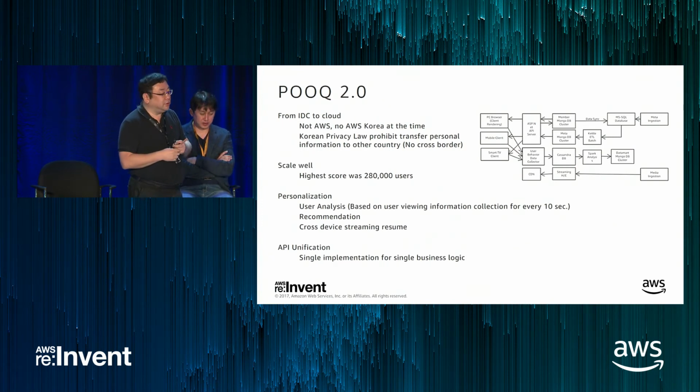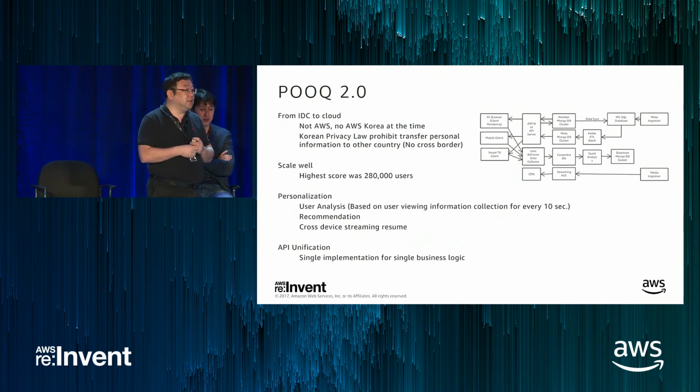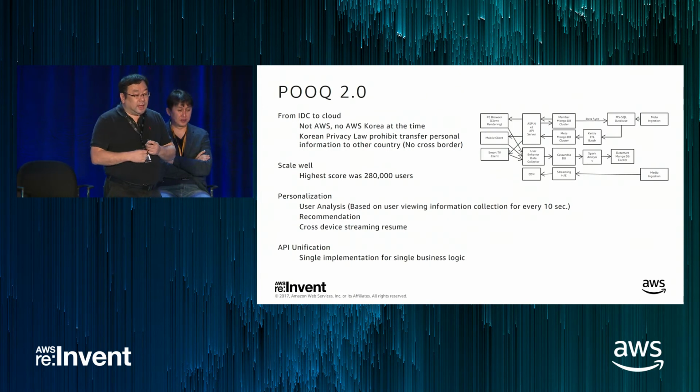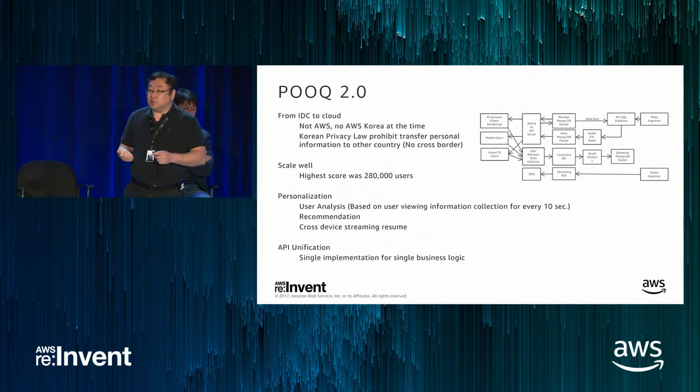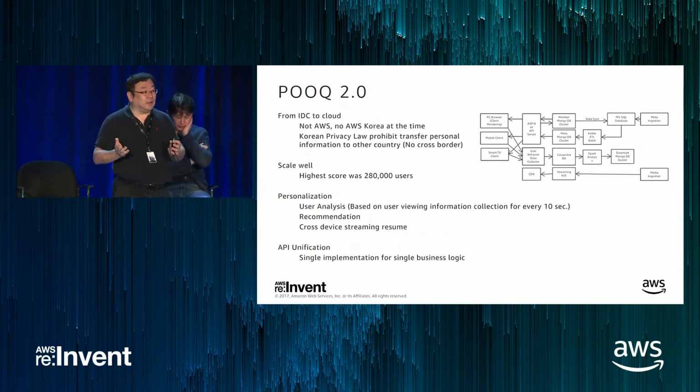It scales well. We tested over 500,000, but the actual workload up until now has had a highest peak of 280,000 simultaneous users. I can tell you a little more about that later. It finally has what the marketing guys want: personalization, user analysis, recommendation, and cross-device streaming. So it looks like an OTT platform, not 100% perfect and well made, but at least it's working.